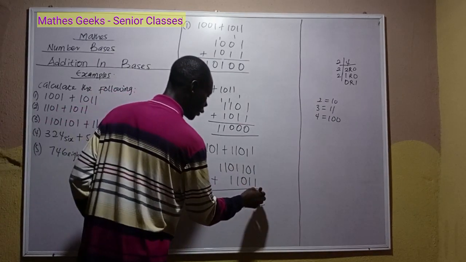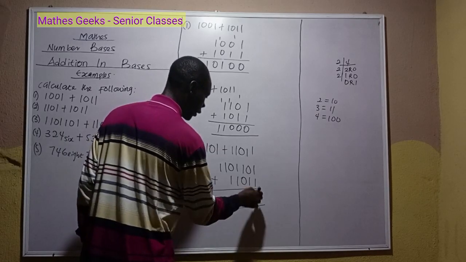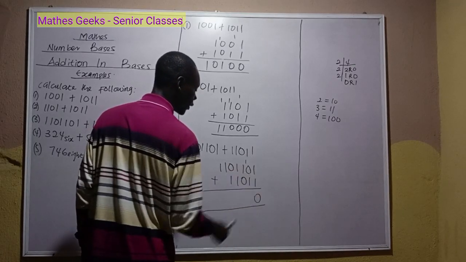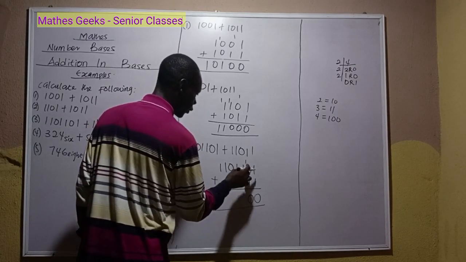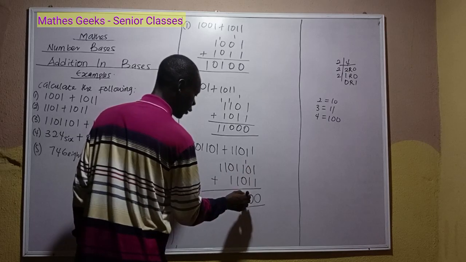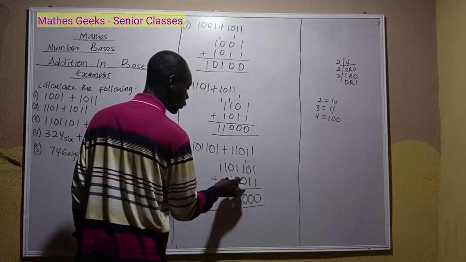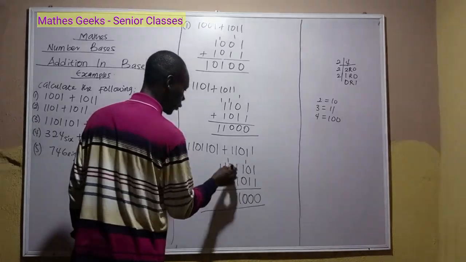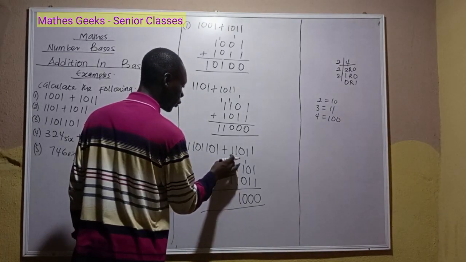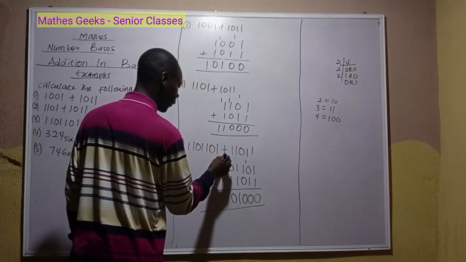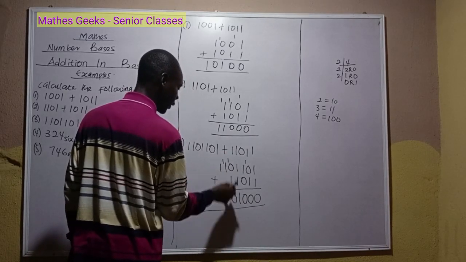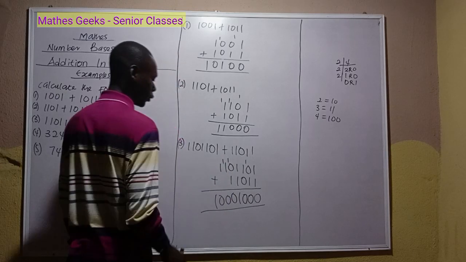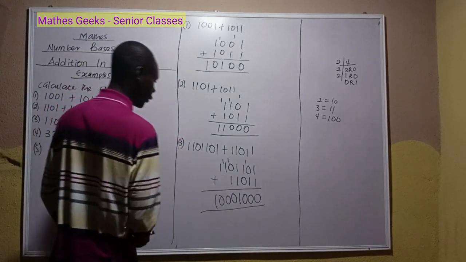So 1 plus 1 is 2. 2 in base 2 is 10. And that's 0 carry 1. 0 plus 1 is 1 plus 1, 10. That's 0 carry 1. 1 plus 0, 1 plus 1, 10. 0 carry 1. 1 plus 1, 2 plus 1, 3. 3 in base 2 is 11. And that one carry 1. 0 plus 1 is 1 plus 1, 10. Carry 1. So 1 plus this one, 10. Carry 1. 1 plus 1, 10. Carry write down 10. So this is our answer.